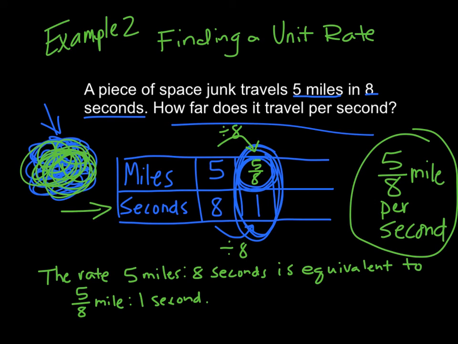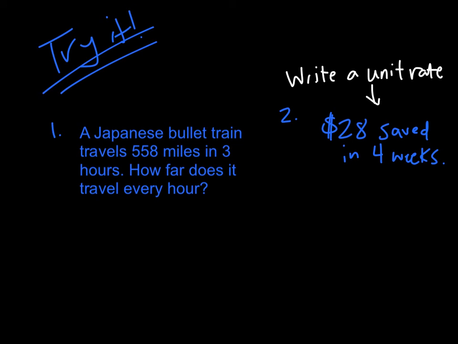All we had to do is put in our unit rate. How did we get there? We ask ourselves that question. Then we should be able to solve this portion. Alright, here's your try it. So these ones might be a little tough. Go back to example 2 and figure out how to do this.